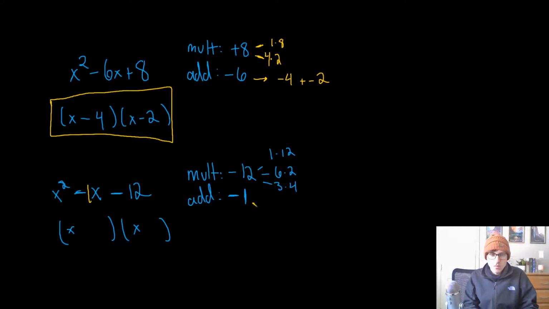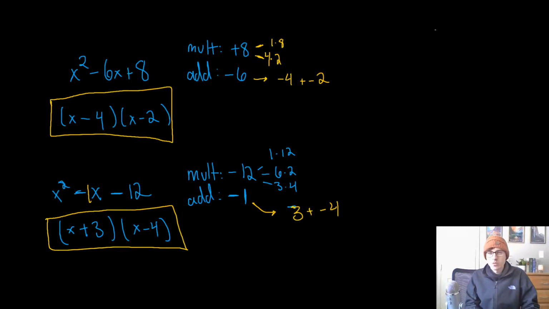3 plus negative 4 is negative 1. So then the two numbers that add to negative 1 would be positive 3 and negative 4. If I'm adding to negative 1, I'm really just looking for numbers that are 1 apart. So now over here, I have positive 3 and negative 4, so this would be x plus 3 and x minus 4, and that would be my answer.